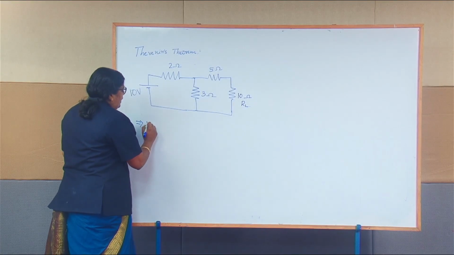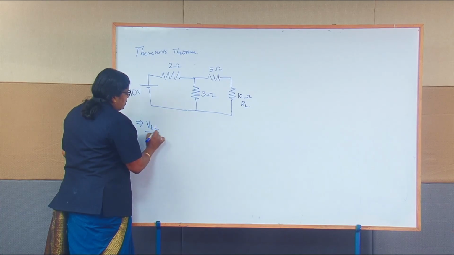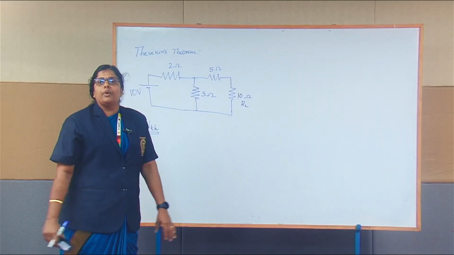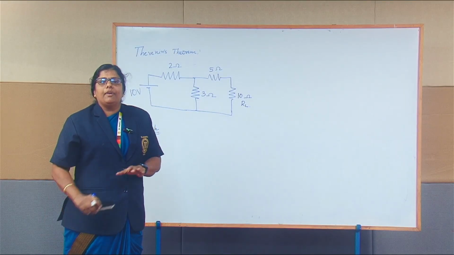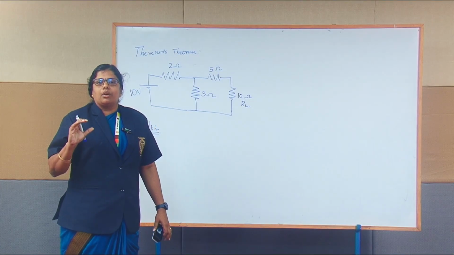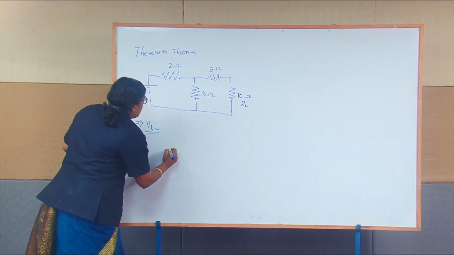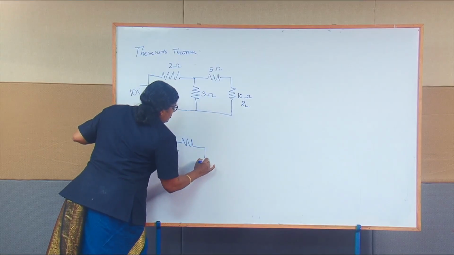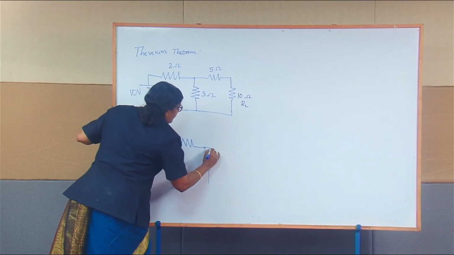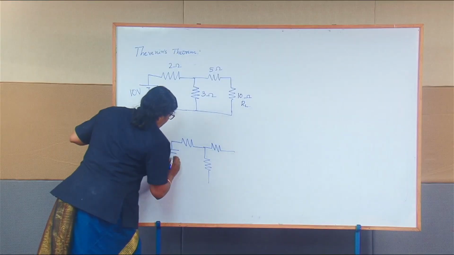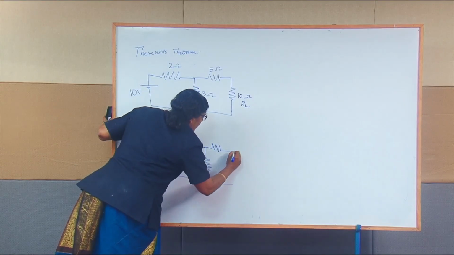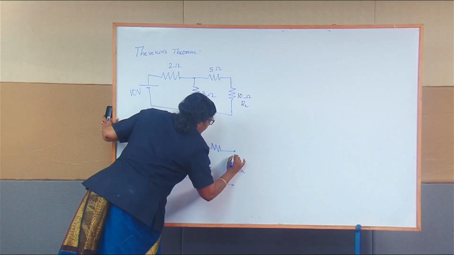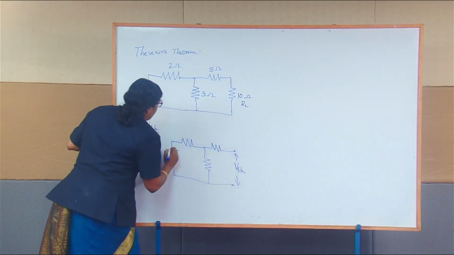For that, first we have to find out what your Thevenin's voltage, V Thevenin, is. To find V Thevenin, the first thing we have to do is open circuit the load and then find the open circuit voltage across the load. So we'll just draw the equivalent circuit for that. I'm going to open circuit the load and find the open circuit voltage. This is called your V Thevenin or Thevenin's voltage source.